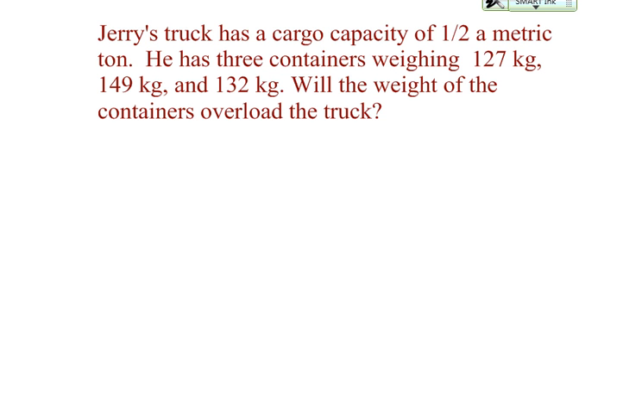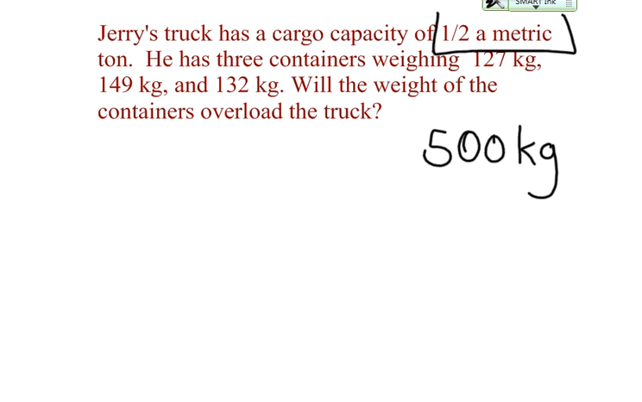Here's another example. It says Jerry's truck has a cargo capacity of 0.5 metric ton. He has 3 containers weighing 127 kilograms, 149 kilograms, and 132 kilograms. Will the weight of the containers overload the truck? So we have 0.5 metric ton. 0.5 metric ton would be 500 kilograms because we know that 1,000 kilograms equals a ton.